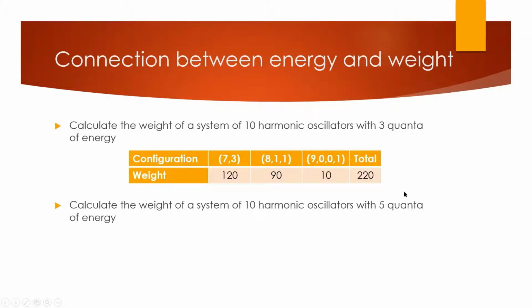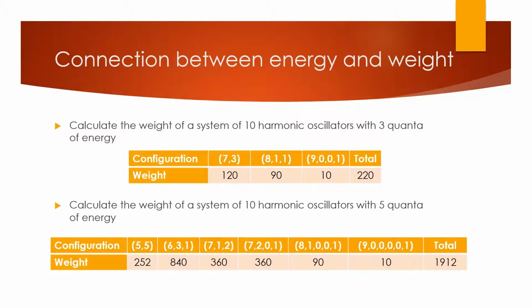For the system with 5 quanta of energy, we have many more options. We could have 5 molecules in the ground state and 5 in the excited state. We could have 6 in the ground state, 3 in the first excited state, 1 in the second excited state, 7 in the ground state, 1 in the first excited state, 2 in the second excited state, and so on. We could have these 6 different configurations, and they have much larger weight. So adding these together, we have a total weight of 1,912. So what we can see is that by adding energy, we have increased the weight. So the weight increases with energy, and this is true in general.